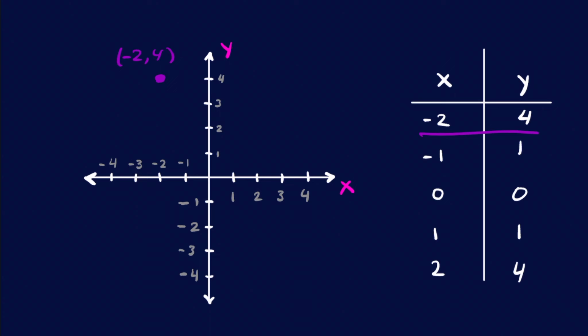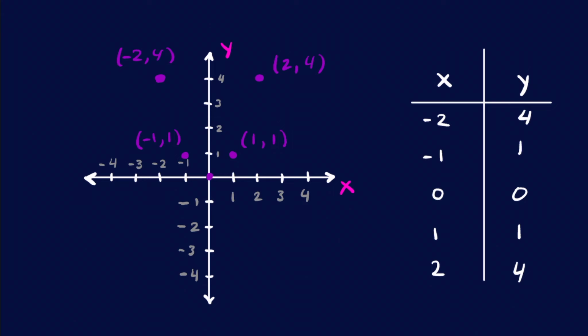And let's say we want to graph the point 1, 1. All we have to do is just move across 1 on the x-axis and up 1 on the y-axis. So this is pretty straightforward, so I just filled in the rest of the points.